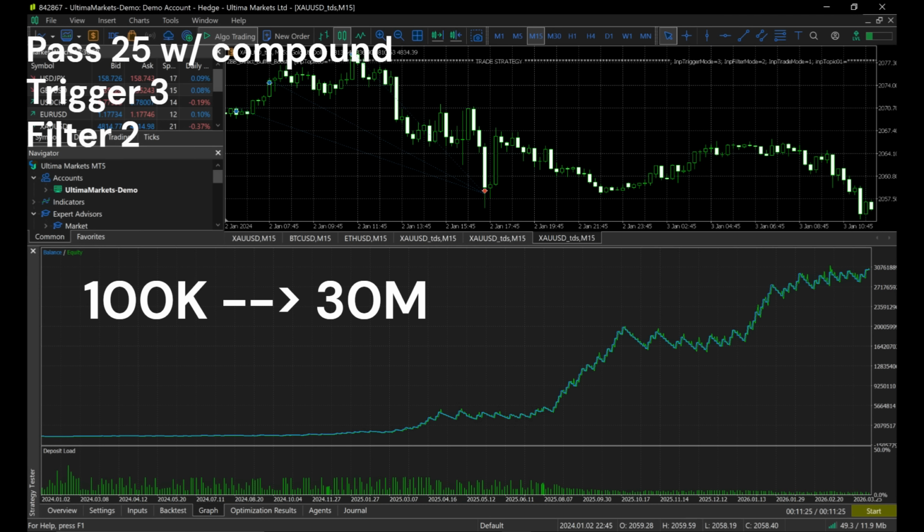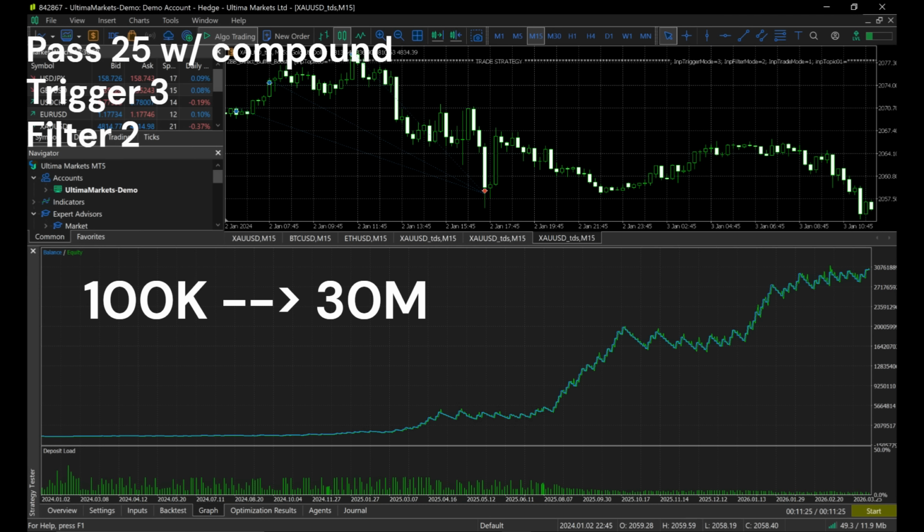Now if we look at the equity curve, we can clearly see how the compound effect works. In the early stage of the test, the curve is almost flat. This is because the account size is still relatively small, so position sizes remain modest. But as the account begins to grow, the compounding engine starts to accelerate the capital growth.